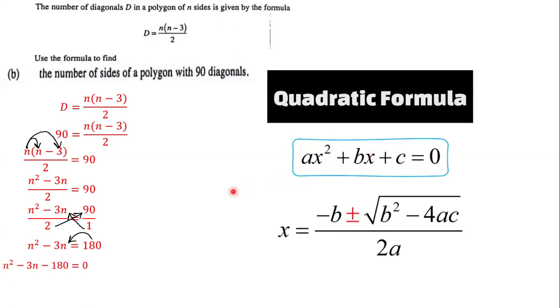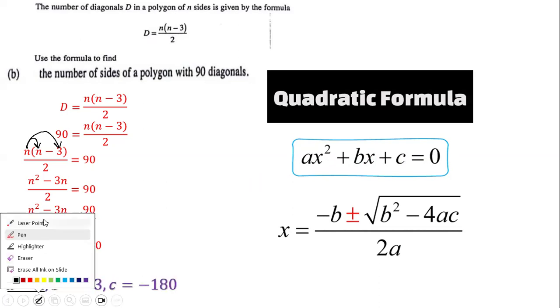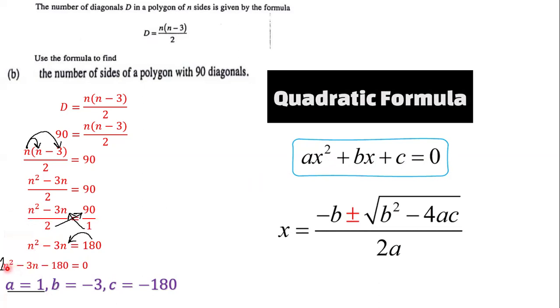And so, in this case, a is going to be equal to 1 because the coefficient of n squared is 1, or the number in front of n squared is 1.